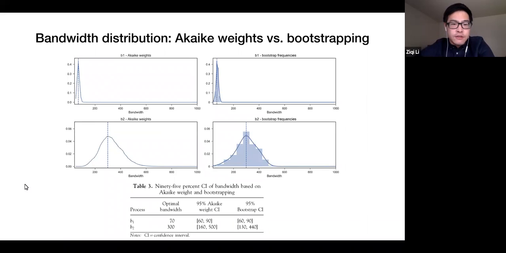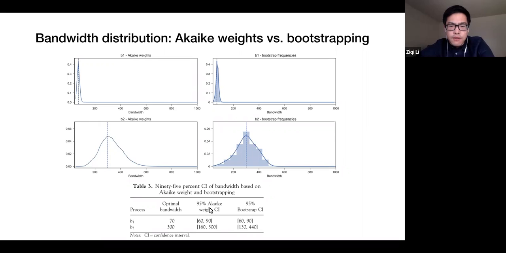So, a comparison of the bootstrap and the AIC weights. On the left-hand side, we have the bandwidth and their AIC weights, and on the right-hand side, we have the bootstrap frequencies. We can see that there's a strong degree of similarity between these two methods because they're actually measuring the same thing, which is the bandwidth uncertainty, although from a different statistical approach.